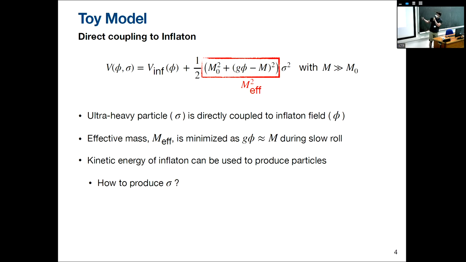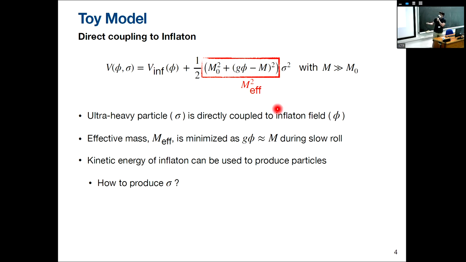The way to incorporate this violation of time invariance is by using this specific model. Here, we are opening up a portal between the inflaton and the heavy particle, and from here we can see that pairwise production is happening. This ultra-heavy particle is directly coupled, and as the inflaton rolls, the field value changes. The effective mass term gets minimized at some specific time frame, and that is when the maximum production of this heavy particle happens.